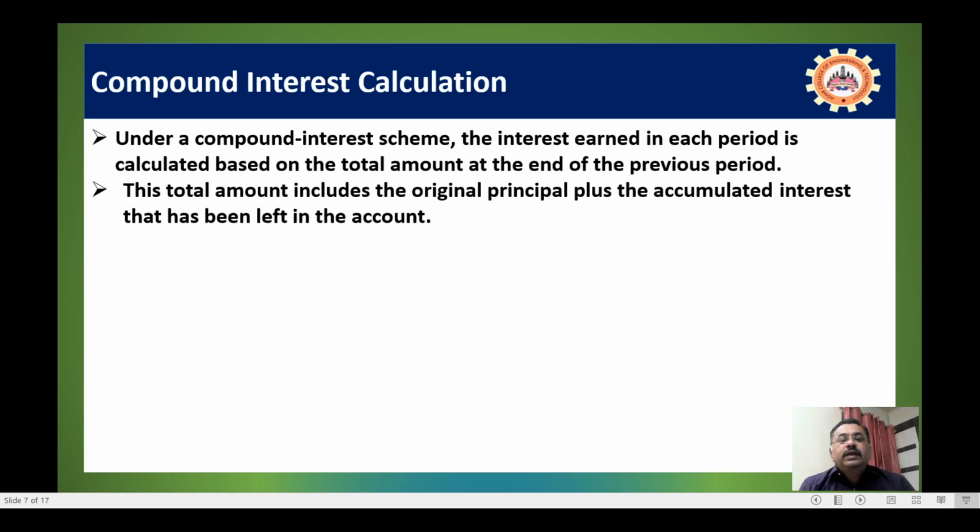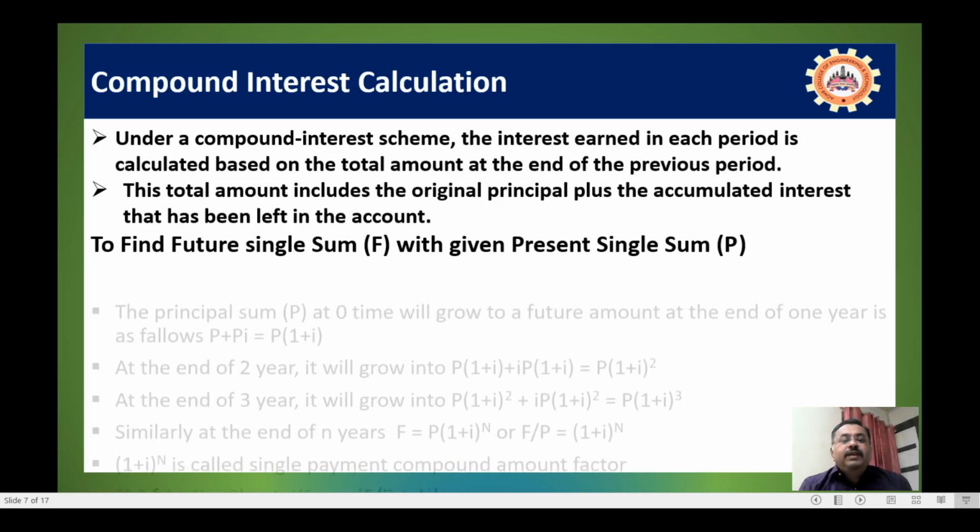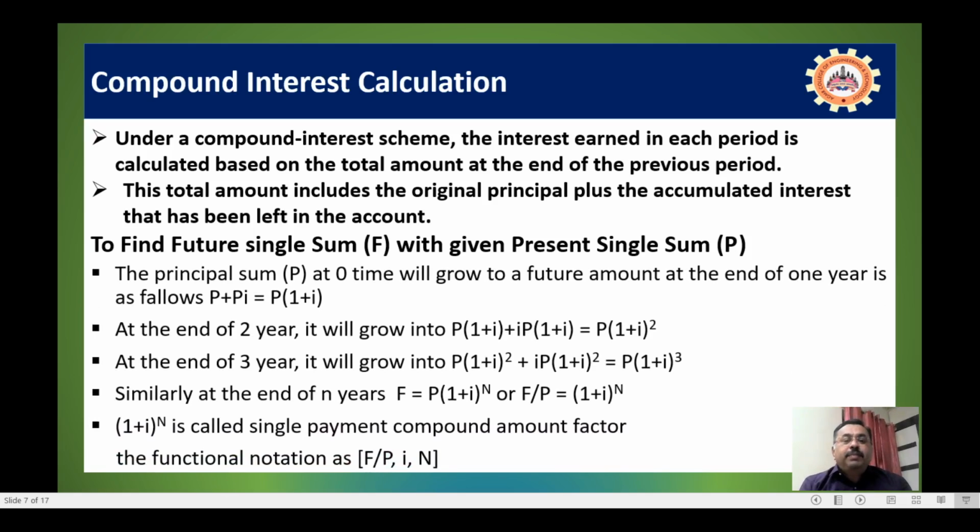This total amount includes the original principal plus the accumulated interest that has been left in the account. To find the future sum F with a given present single sum, we calculate it as follows. The principal sum P at time 0 will grow to a future amount at the end of 1 year: P is the principal amount plus P times I, that is, principal amount times interest rate. P into 1 plus I is the amount that we are earning at the end of the first year.